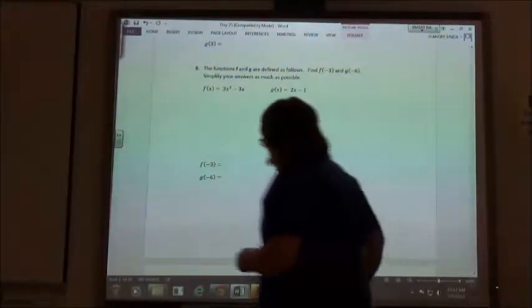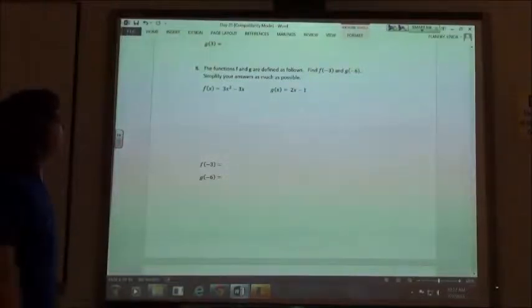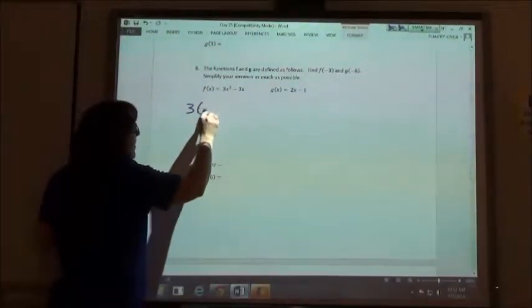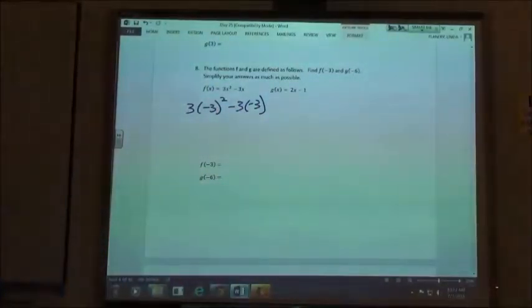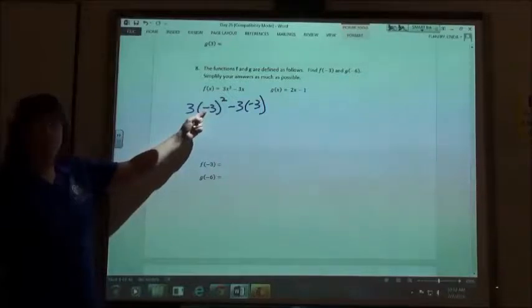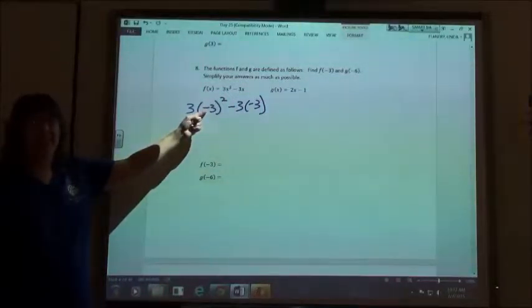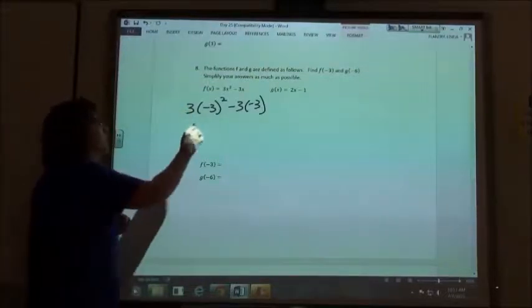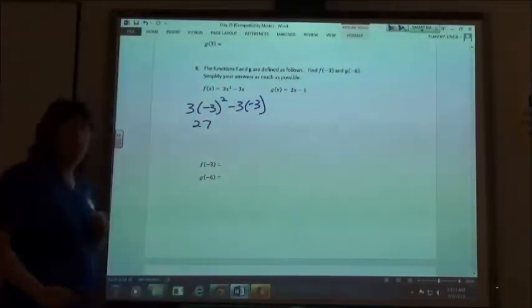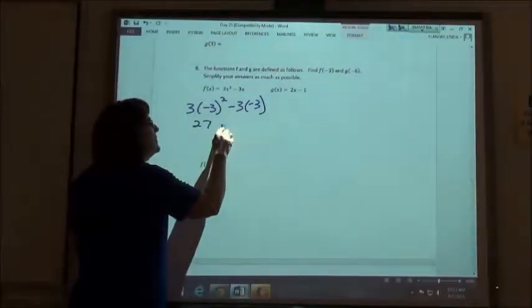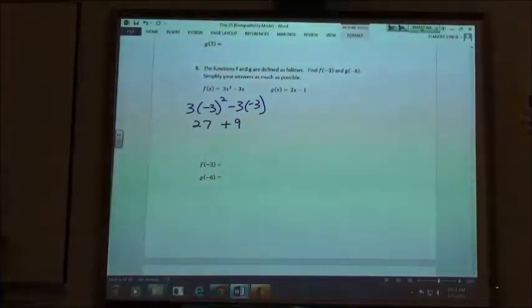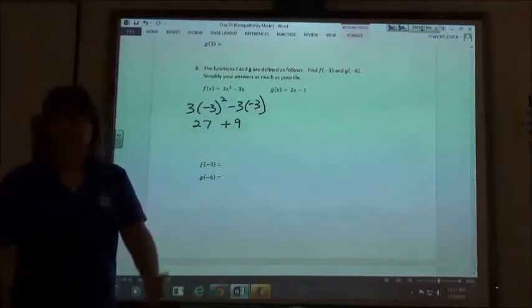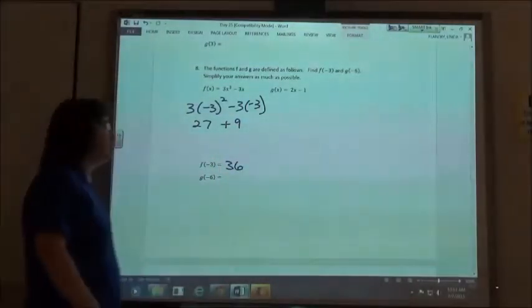So number 8, we want to start off and find f of negative 3. So in my f function, I'm going to put a negative 3 in for the x's, and I happen to have a couple spots here. So I have to take 3 times negative 3 squared minus 3 times negative 3. So, negative 3 squared is 9 times the 3 in front, 27. Here, negative 3 times negative 3, plus 9, and 27 plus 9 is 36. So f of negative 3 is going to be 36.